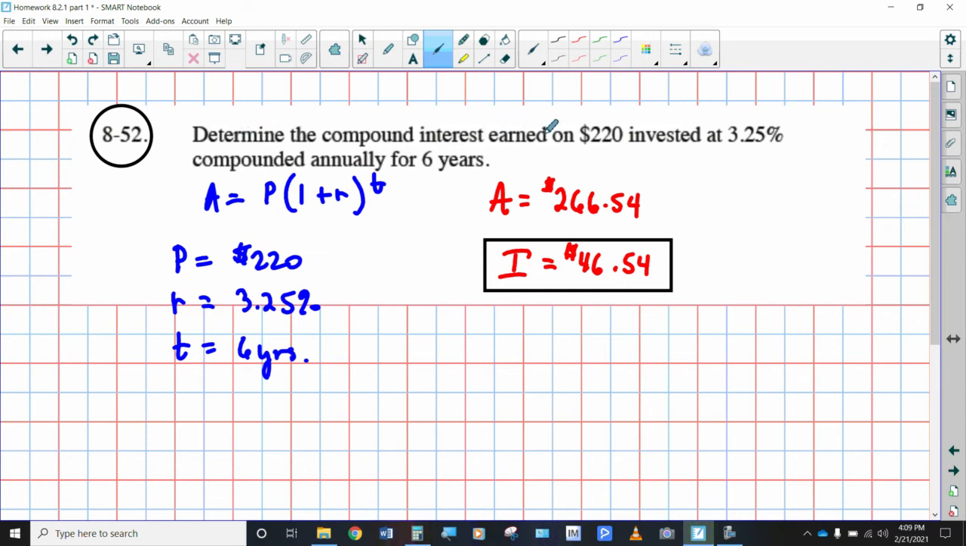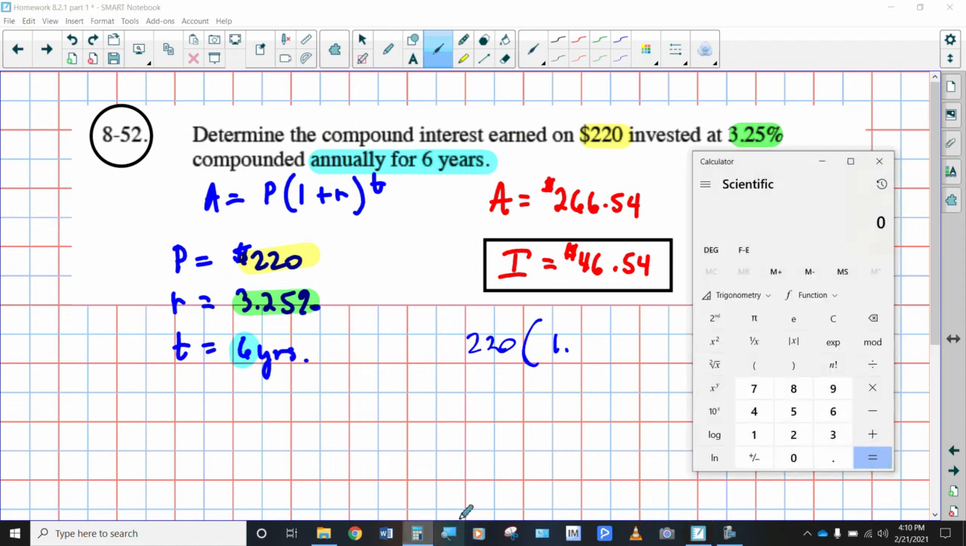Determine the compound interest earned on $220 invested. Okay, so that is the principal at 3.25%. 3.25 is going to be converted to a decimal number, and it is compounded annually for 6 years, which means it's going to get compounded once per year for 6 years. So it means the time is 6. So for this formula, we're going to take 220 times 1 plus the decimal equivalent of 3.25%.